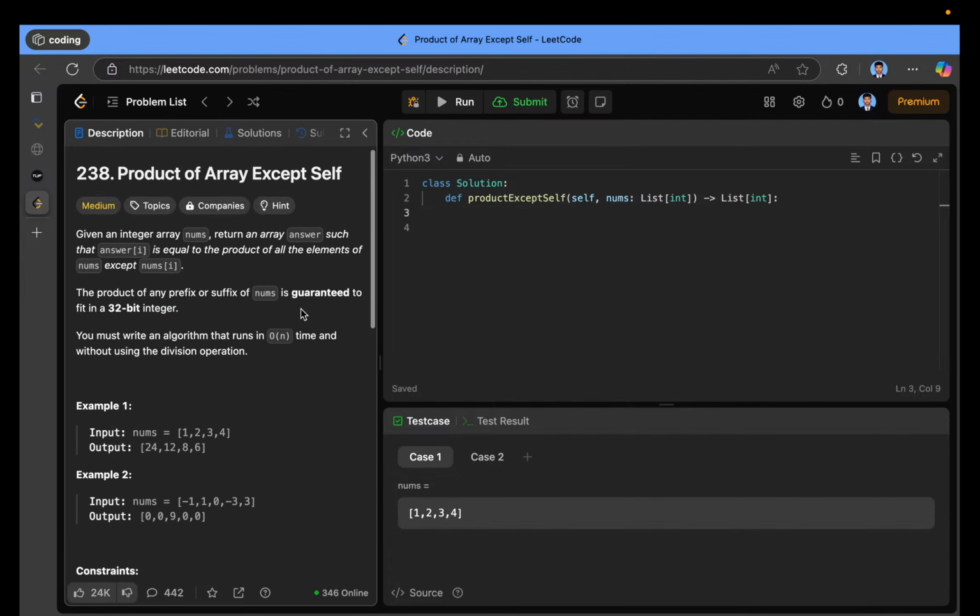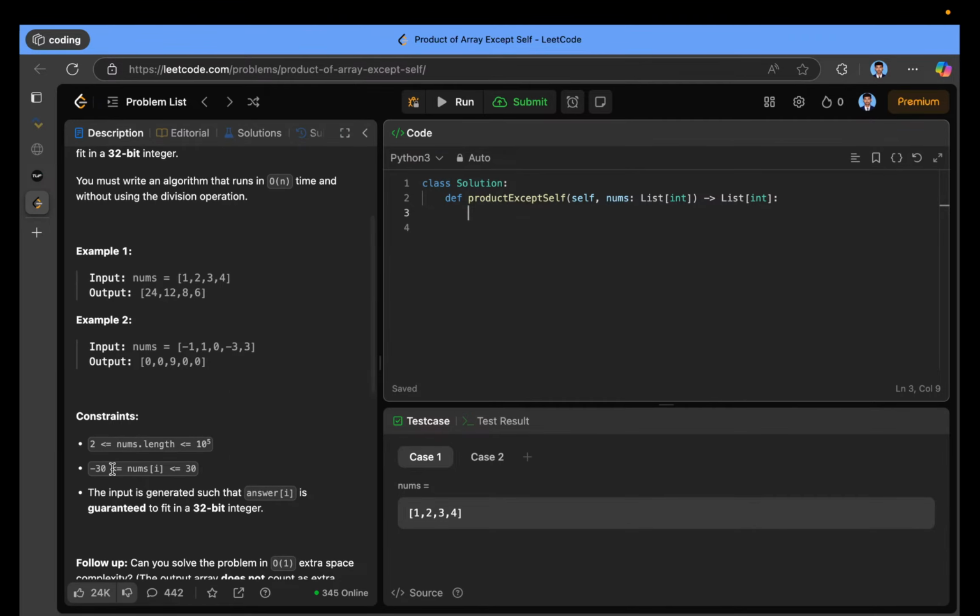Okay, let's go again to solving the question. Product except self. Okay, there are zeros here and negative numbers are also here.